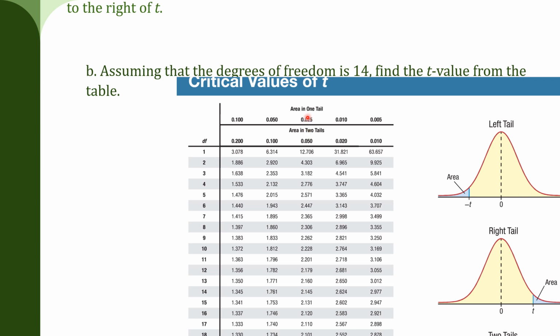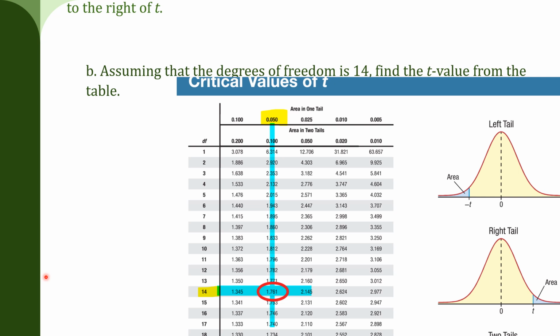So that would be one tail. And it was 0.05 if I remember correctly. I've accidentally cut it off up there, but yeah, it looks like it was 0.05. And then we'll go down here to 14 for our degrees of freedom and highlight that. So now you're just going to look at the intersection of that column and that row. I've gone ahead and highlighted it here so you can easily see that intersection. There's our intersection point, and that's our critical T value.